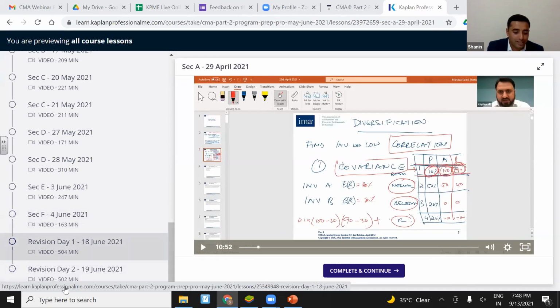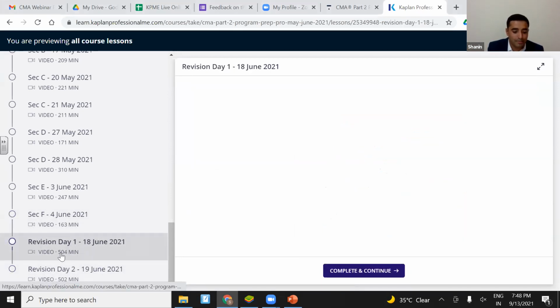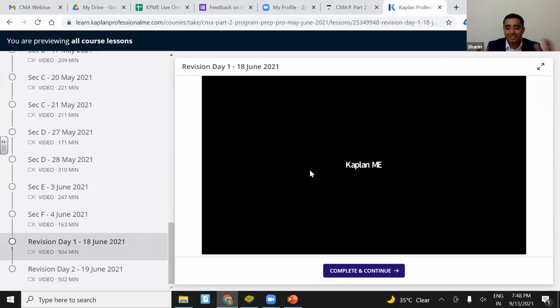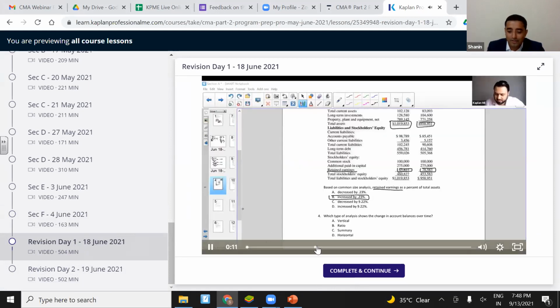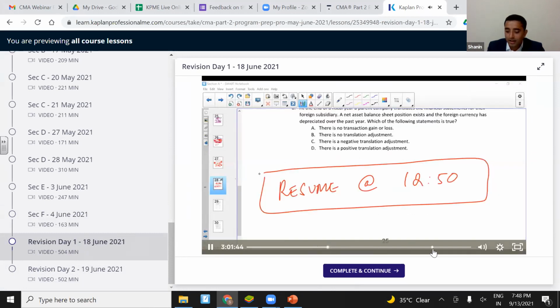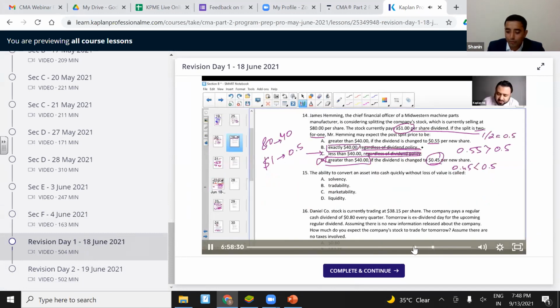And this way there are 2 sessions, right? So let's say, just to give you an example, how does revision day 1 look like? It's a long video. It's a long day, but as you come closer to the exam, those energy levels would be there. So if you see, it's like a complete day where a lot of questions are solved.